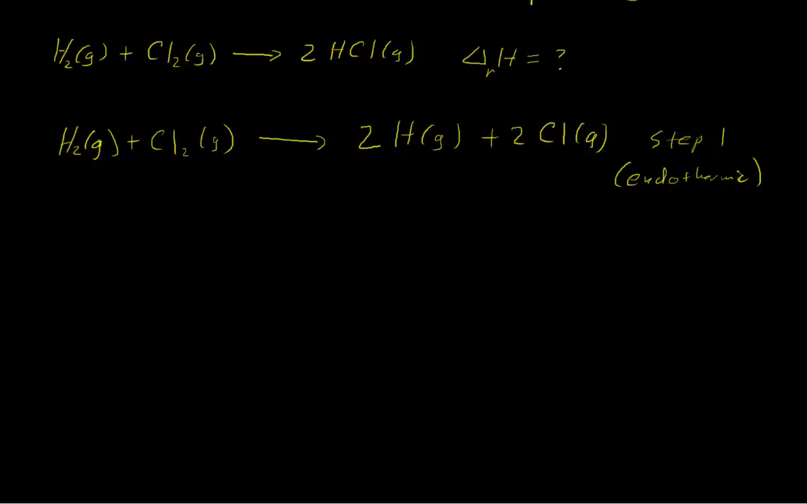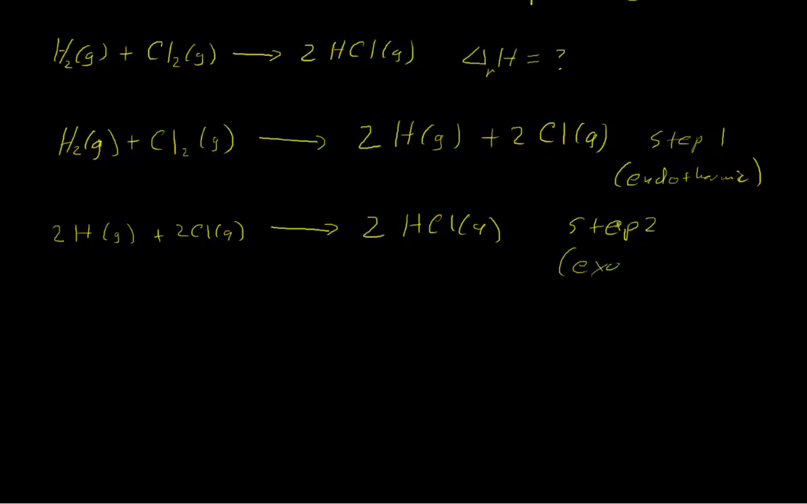Now what we're going to do in step 2 is imagine that these atoms can come back together in a different arrangement. So we're going to take our 2 hydrogen gas atoms and our 2 chlorine gas atoms, and let them come together to make these 2 HCl molecules in the gas phase. So that's going to be step 2. And in step 2, the only thing we're doing is making bonds between hydrogen and chlorine. We know that anytime you make a bond, you always release energy. So this will be exothermic.